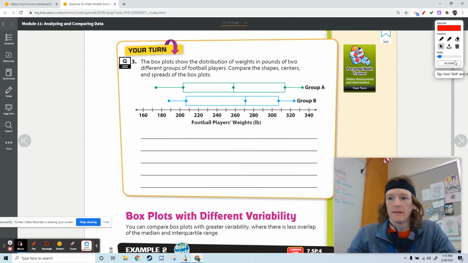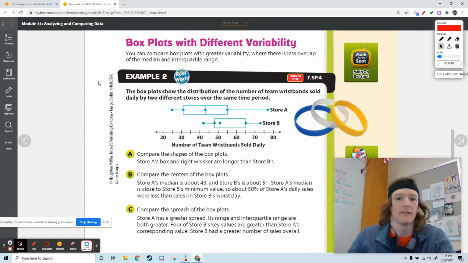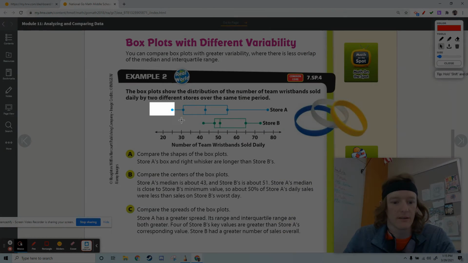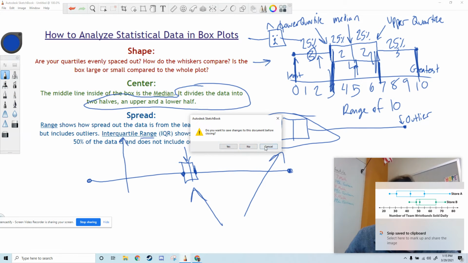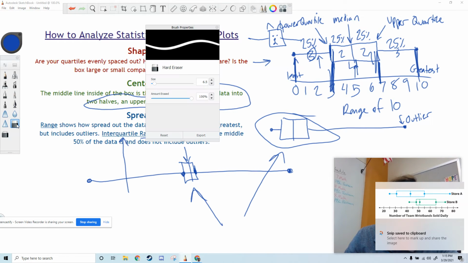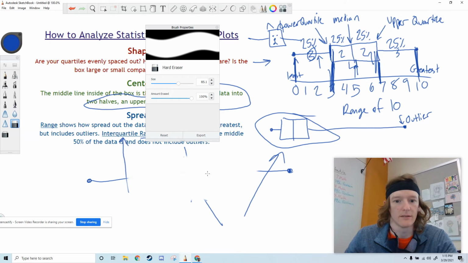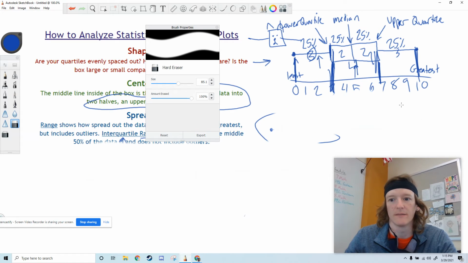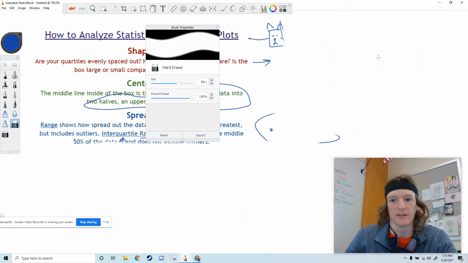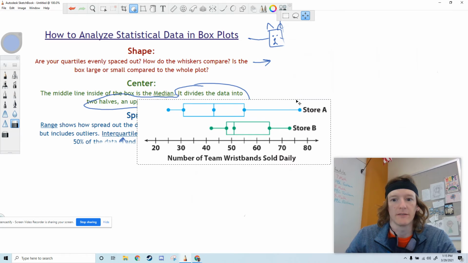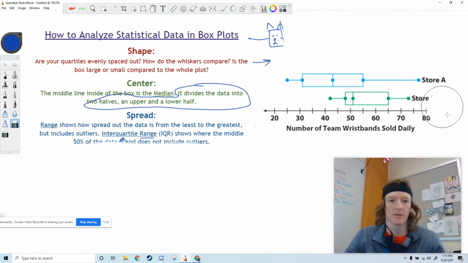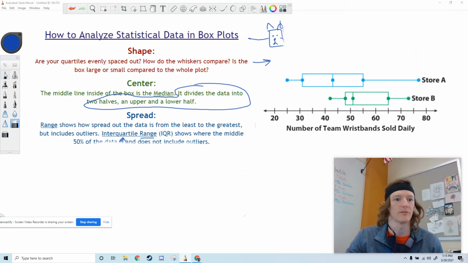Next, we're going to go down here. I'm going to copy this box plot because we're going to have to compare this box plot with a different box plot from the next page. And I think it'll be good if we look at them together. So we'll have this one here. So let's compare the shapes. And the book already does this for us, but I think it would be good if we talk about it. The shape, are the quartiles evenly spaced out?